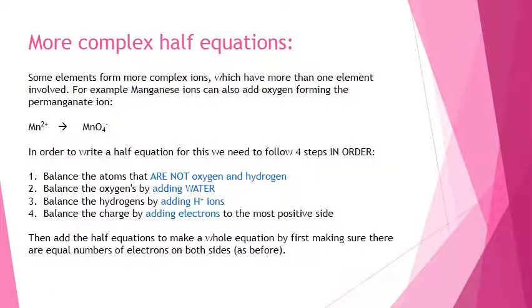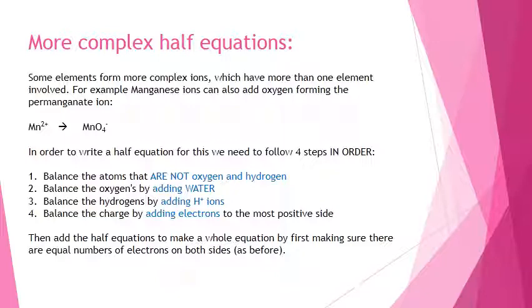Okay, so as I'm a little bit of an evil teacher, I'm going to give you more complex half equations to push you as students. So here are some elements for more complex ions, for instance, the permanganate. Okay, this involves more than one element.